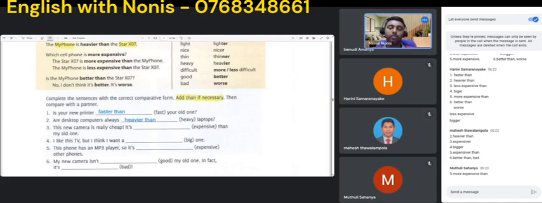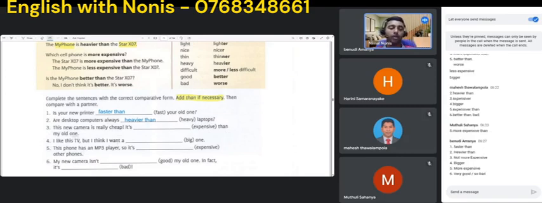Are desktop computers always heavier than laptops? Next one. This new camera is really cheap. It's space expensive than my old one. Okay, so they have used the word expensive here, but than is already used in the sentence. We don't have to use than. We don't have to write than because they have already written it.